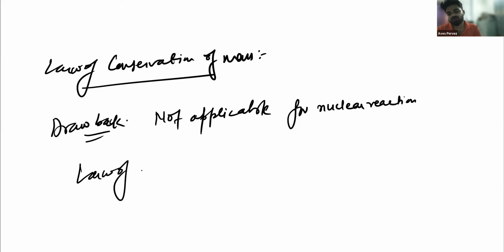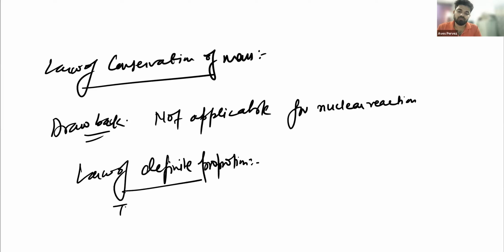law of conservation of mass. Sorry, law of definite proportion. That this law is not applicable.